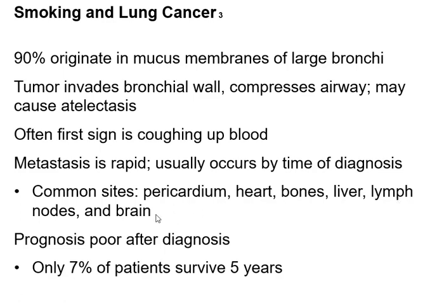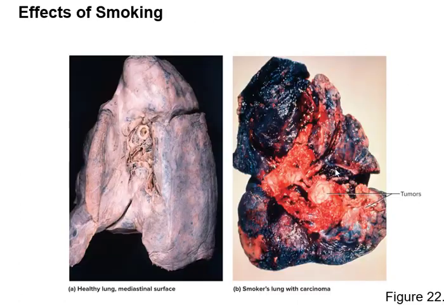So it gets in your liver, your bones, your heart, your lymph nodes, goes up into your brain, and only 7% of the patients survive 5 years. So your prognosis is not very good. By the time you know you have it, because you're short of breath, you're coughing up blood, it's already metastasized. And once it's spread, it's really hard to kill the cancer in all of those places. And anytime you get cancer in the bones, it can be excruciatingly painful.